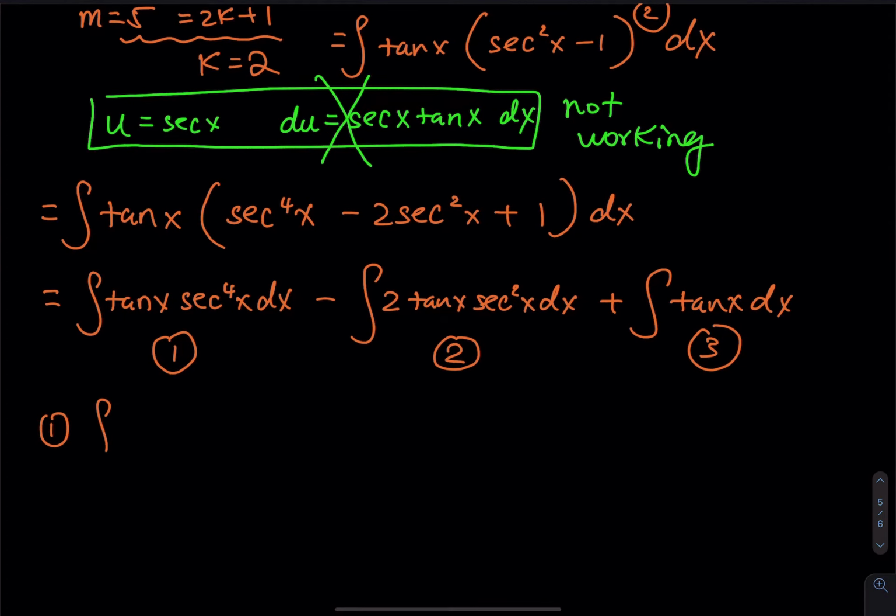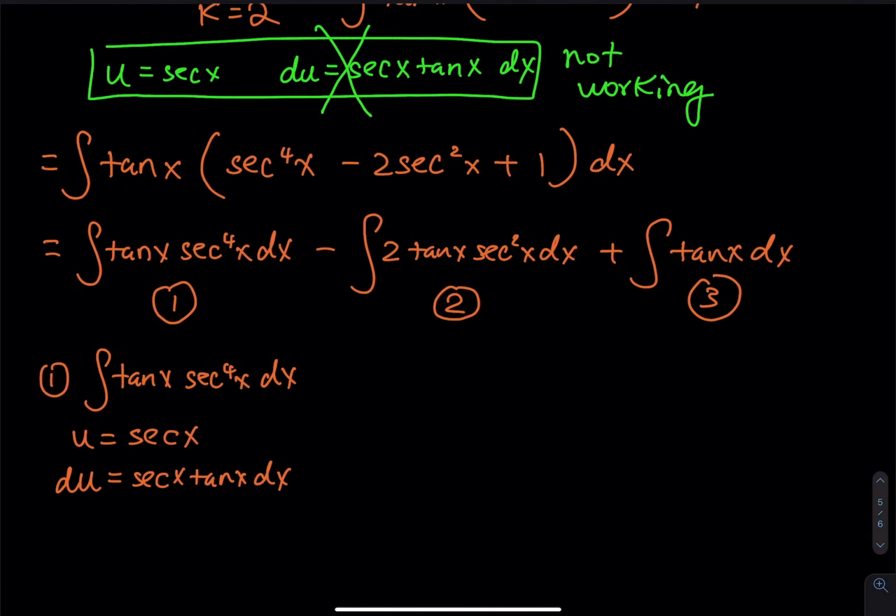The first one is the integral of tangent x secant to the fourth x dx. So let's do the u substitution. We let u equal secant x, and then du equals secant x times tangent x dx. And then how do we do the rewrite?